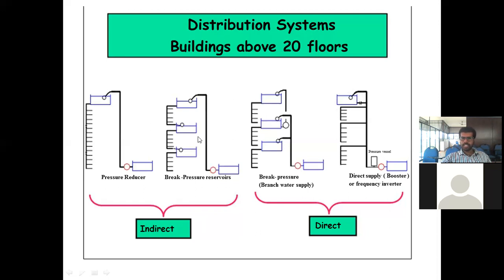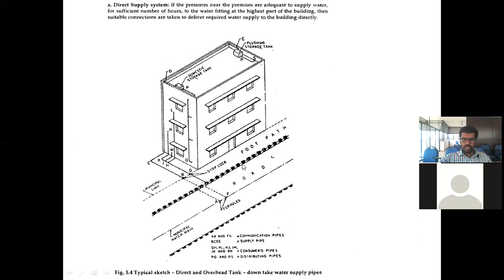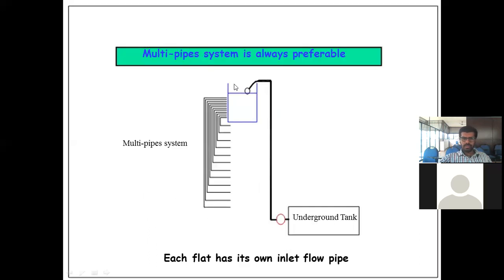So with the help of this picture, it is very clear. There is not much explanation. Multiple pipe system is always preferable. Mainly due to this, more pipes are coming. The contractors may suggest using this, but from the client side, it is not necessary that you give it like this. So multiple pipe system is always preferable. What it says is that each flat has its own inlet flow pipe. Because of that, multiple pipe system is always preferred.